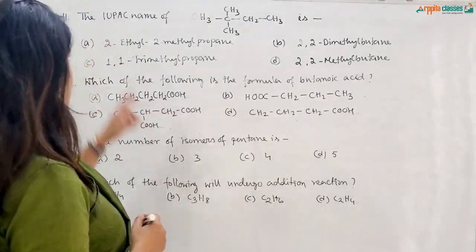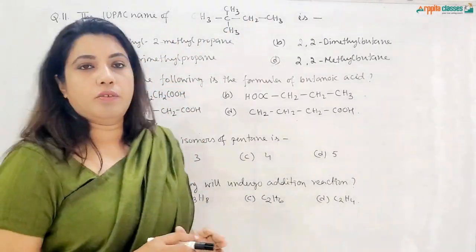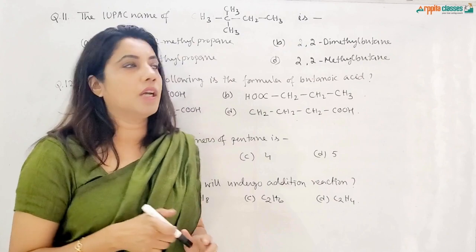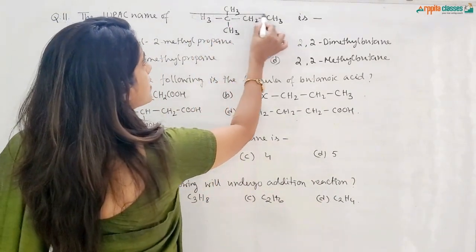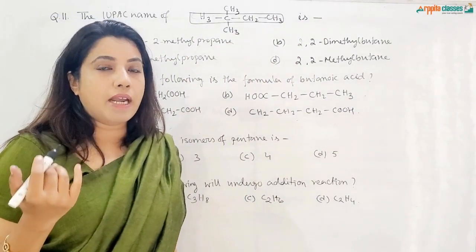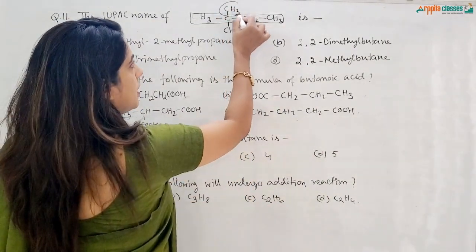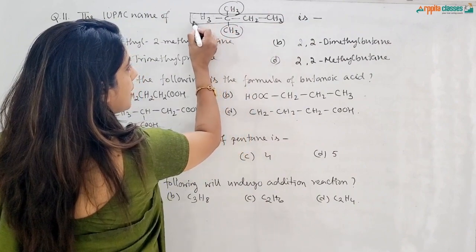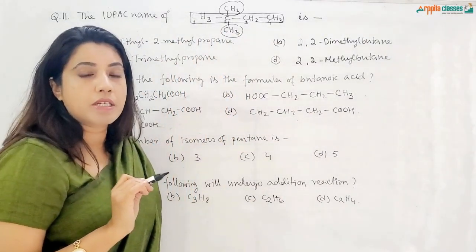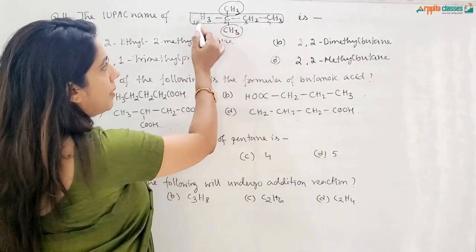Now question number 11 is, the IUPAC name of this compound is. So we know that for IUPAC naming, first of all we have to select the longest chain. So here the longest chain is this one. Now second thing is, we have to number the carbon atoms from the side where we get the substituent at the least number of carbon. We have this substituent here and this substituent here. So we have to number the carbon atoms from this side, because from this side we are getting the substituents at the second carbon. If we number it from this side, we get it at the third carbon. So we have to number it from this side.